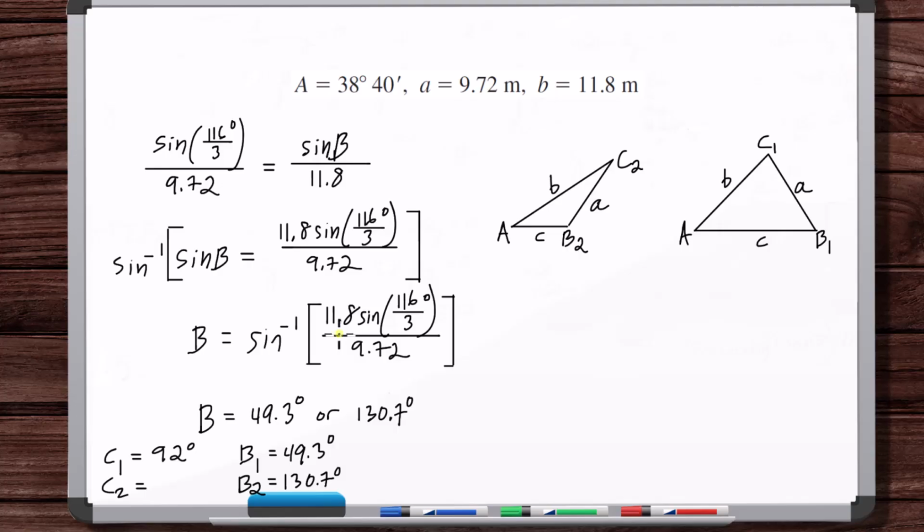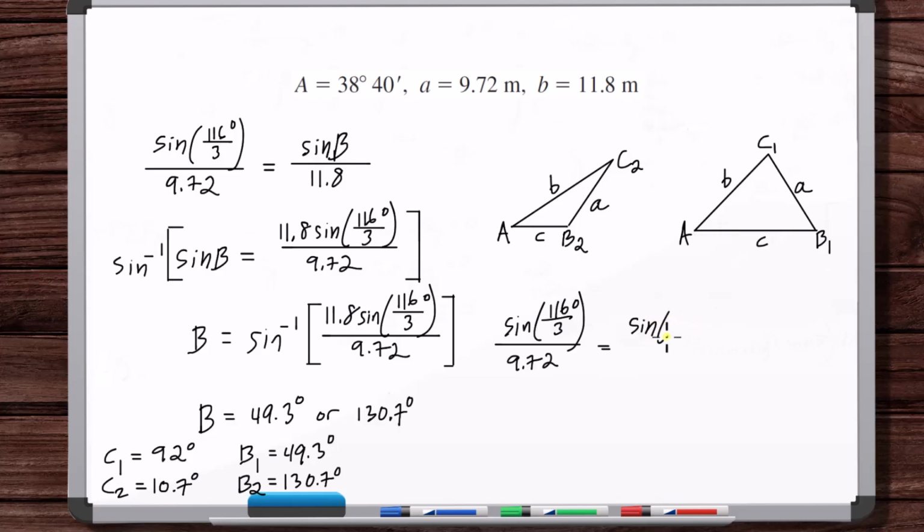10.7 degrees. Okay, so now we just need side length C. We could do the law of sines on either one of these triangles. So sine of 116 divided by 3 degrees over 9.72 is equal to, and just pick C1 or C2. Let's do C1.